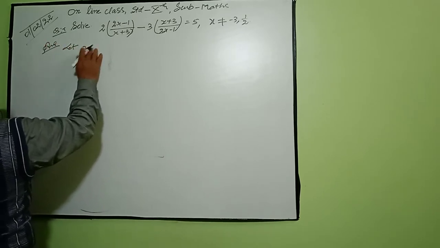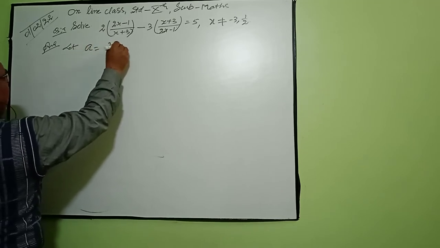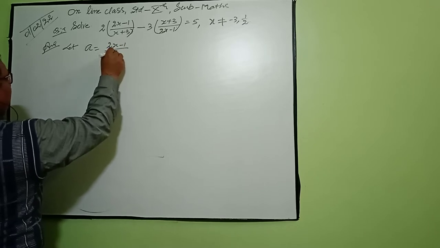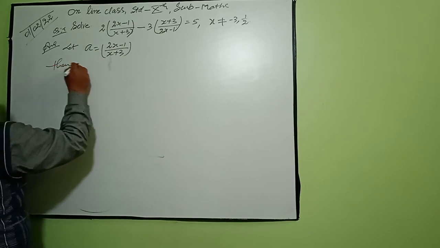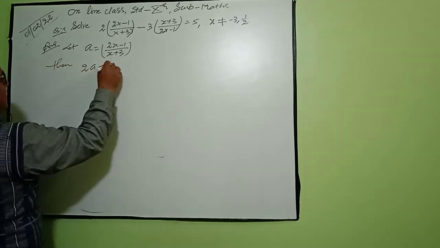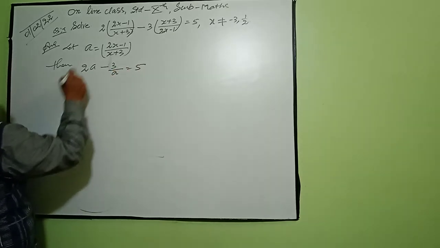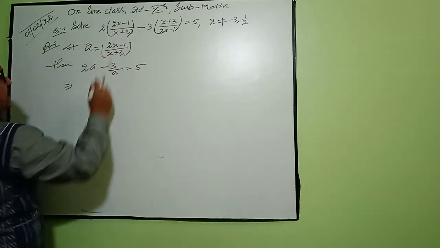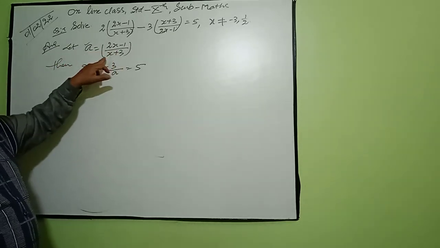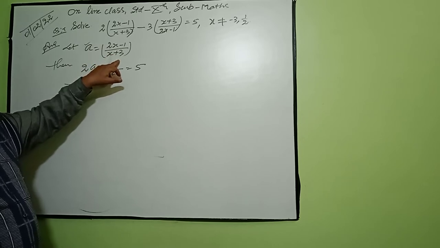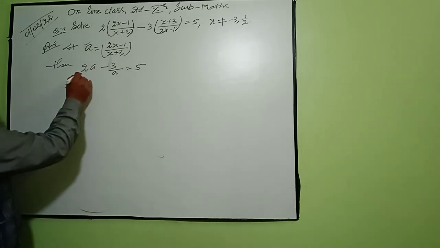Let another variable a equal to 2x minus 1 by x plus 3. Then 2 × (a − 3) / a equal to 5. In place of this we used a, and took this as x, this much: 2x − 1 / x + 3 equal to a, then put it here.